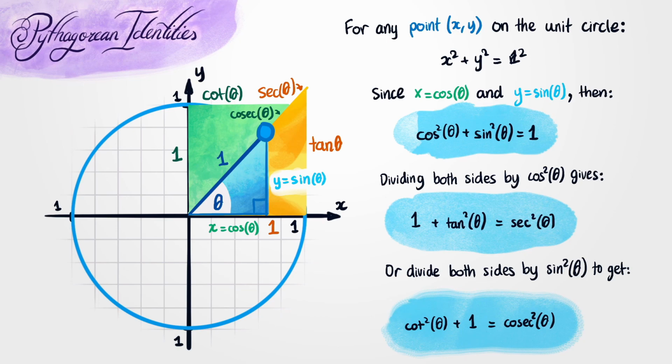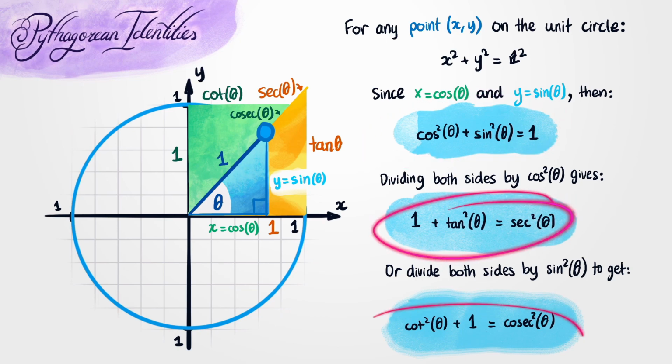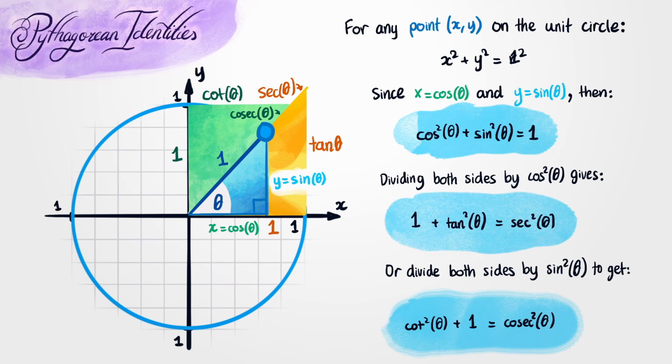They tell us that the square of cosine plus the square of sine is always equal to 1, and then from that we can derive these 2 other identities. And we can actually use all 3 of these identities to simplify any expressions that contain trigonometric functions. And with that, we've actually completed our discussion on the Pythagorean identities.